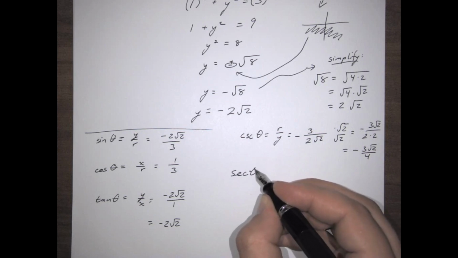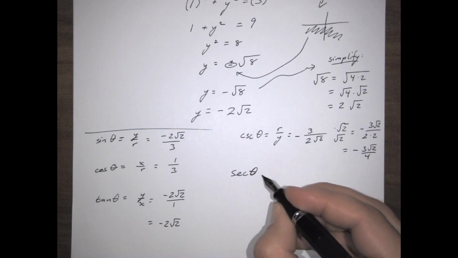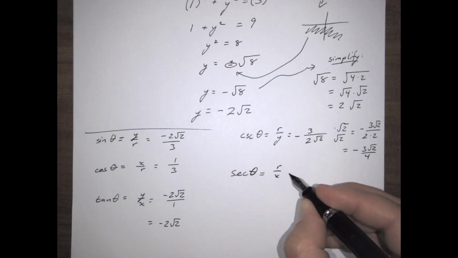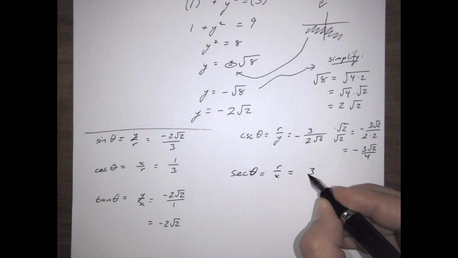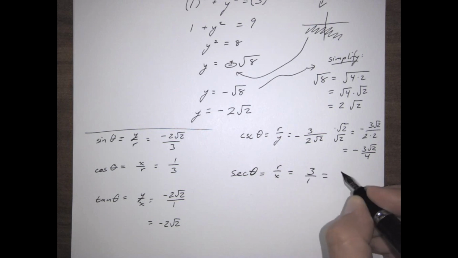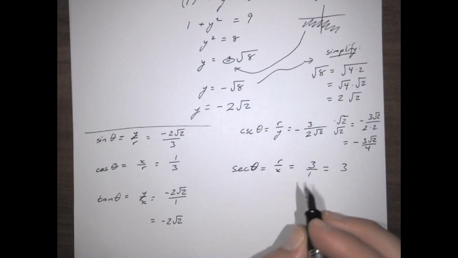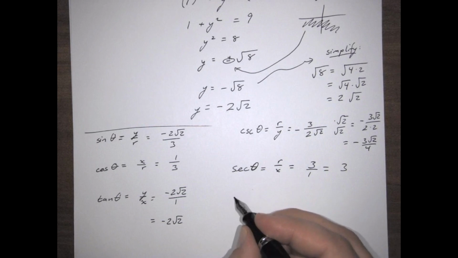Secant theta is r over x, which is just going to be 3 over 1, which equals 3, which sure enough matches what we were originally given. So we haven't done anything that has contradicted what we started with.